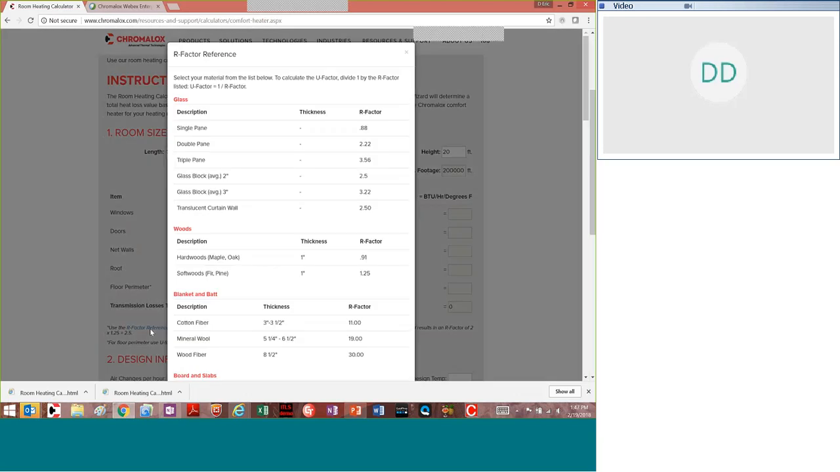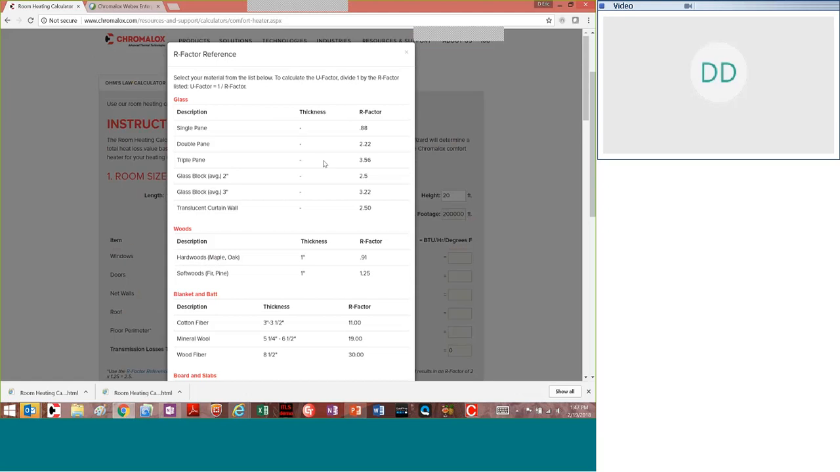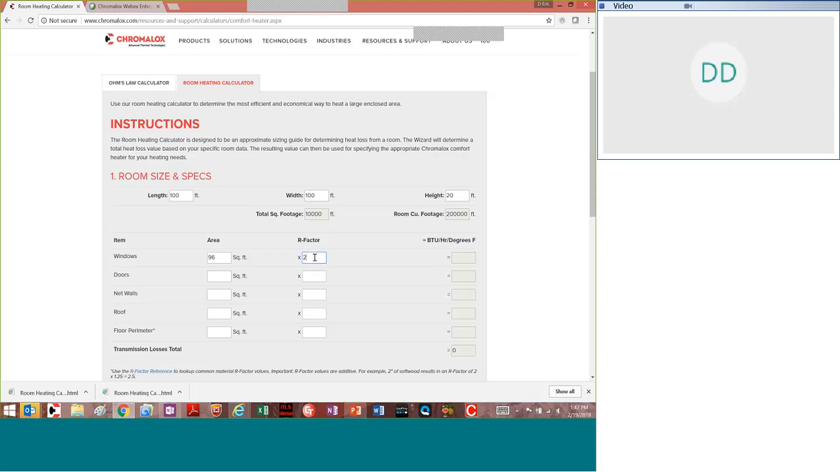The R factor. We have the charts and references right there. You simply click on it. I can tell you in the case of these windows, we're going to be double pane windows. So, really good insulated windows. So that's simple. There's your R factor there. And that's for that surface area. That's for the loss to the environment.